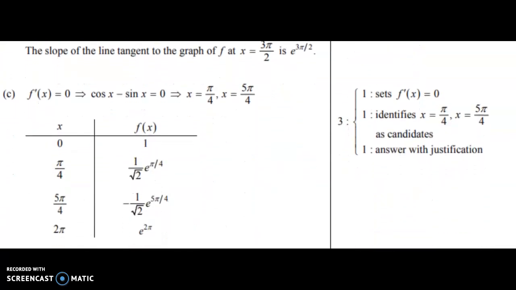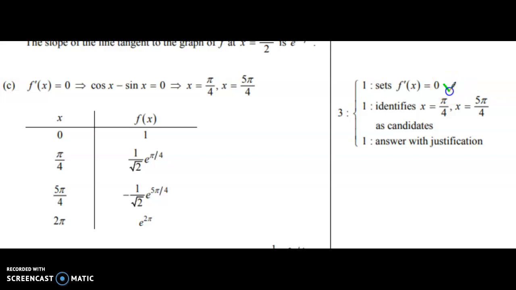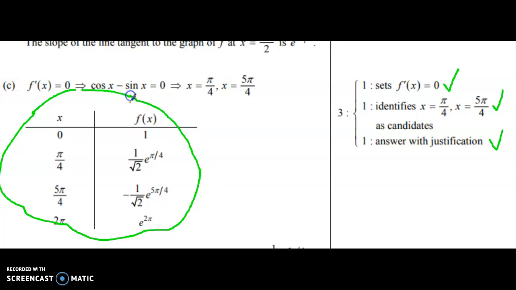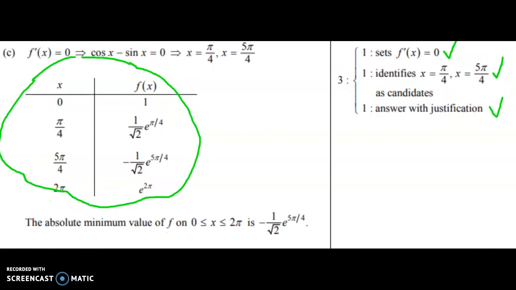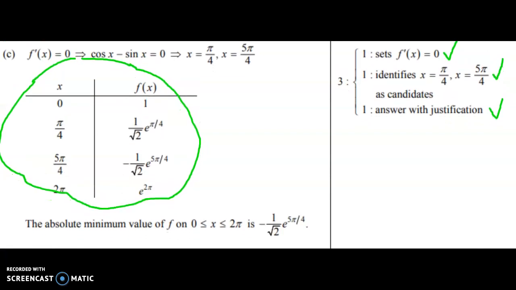In letter C, you get 1 point for showing that you're setting the first derivative equal to 0. It must be visible, must be findable. You get 1 point for identifying the two candidates of pi over 4 and 5 pi over 4. If you don't identify both, you don't get the credit. And then your answer with justification, your table is your justification, but you do need to declare your final answer. You can't just leave the table there and expect the reader to figure out what you think the answer is going to be.